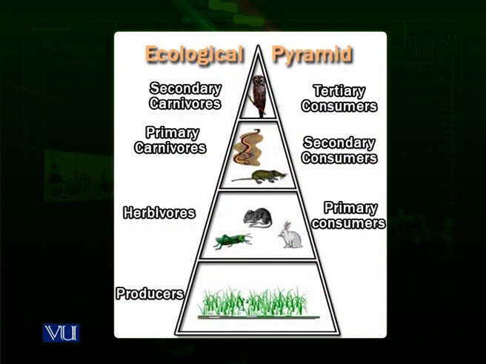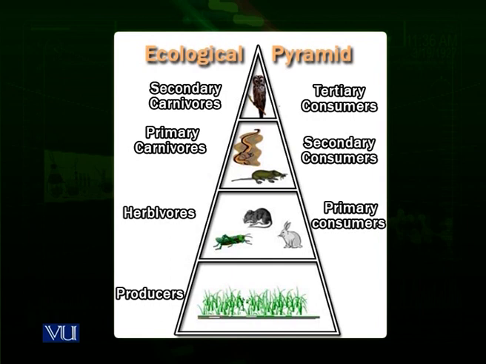Then have a look at the next diagram. It shows you the producers, grasses, at the base level. Then it divides the consumers into its parts. The herbivores, you can see a rabbit, a grasshopper, a mouse, which feed upon the grasses. These are called herbivores, or primary consumers. That is, they are the consumers which directly feed upon the plants, the producers.